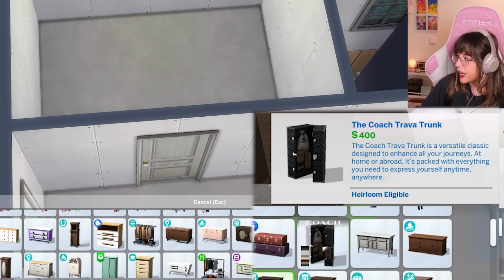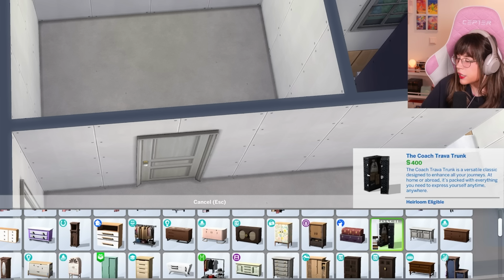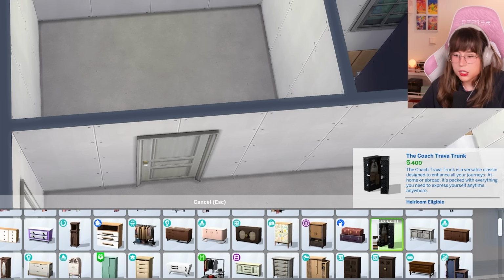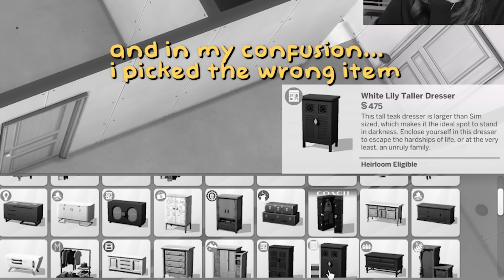And what is that, by the way? I haven't seen that before. The Coach Travel trunk. And it looks kind of weird. Is that CC that I've downloaded? I haven't downloaded any CC. What? Okay, we can ignore that and just put in our item.